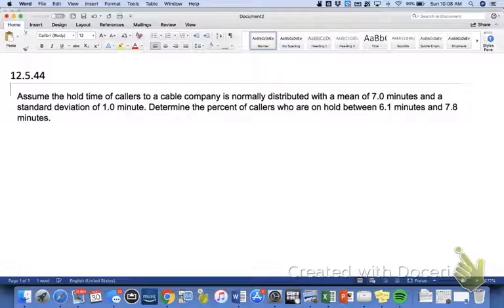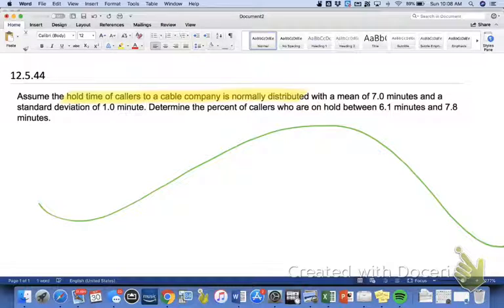Hey guys, so I'm going to work one of those wait time problems that seems to be giving some of us a little bit of a hard time. And remember that because this says that the hold time for callers is normally distributed, that means if you were to lay out all the wait times, it would look like a normal curve. Most of your wait times would be gathered here around the mean, which in this case is 7.0. So most of them would be clustered around that.